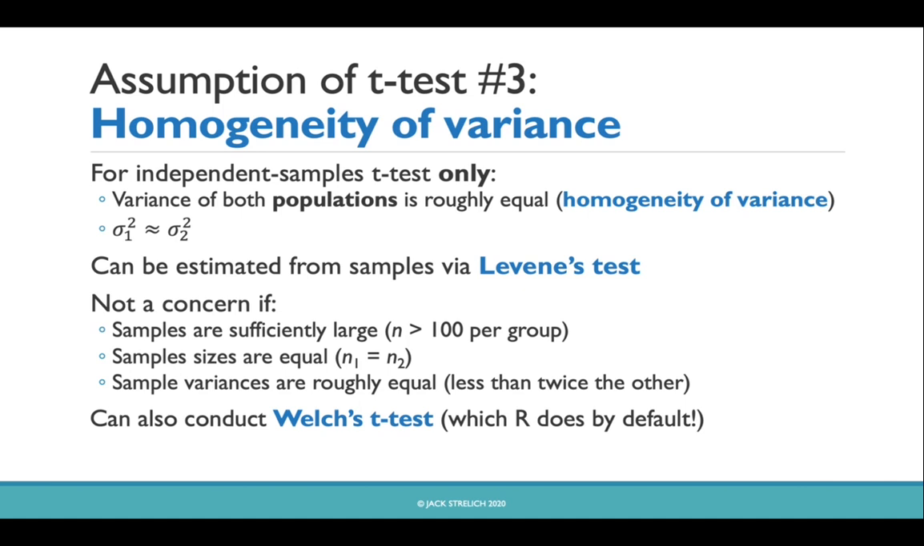You can also avoid this problem entirely by conducting Welch's t-test, which does not assume homogeneity of variance. In this course, you will not need to calculate Welch's t-test by hand. However, conveniently, R does Welch's t-test by default.